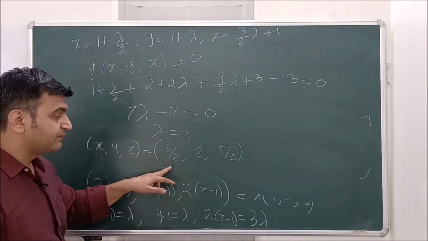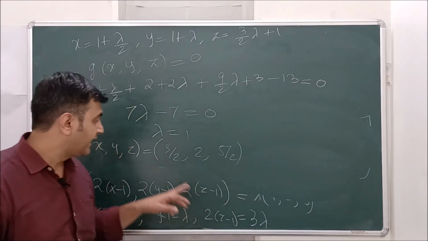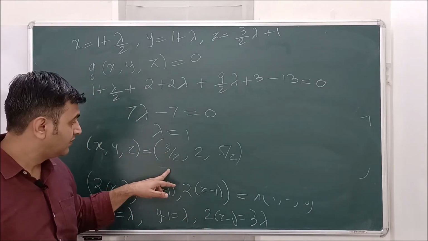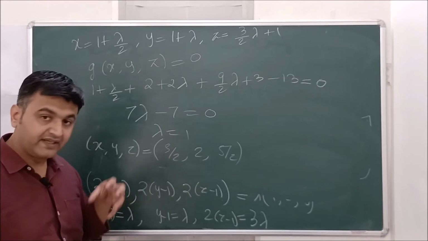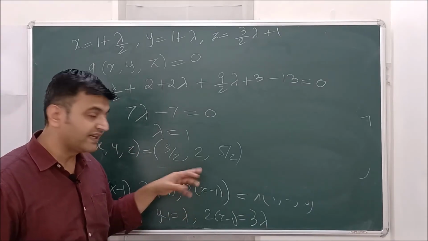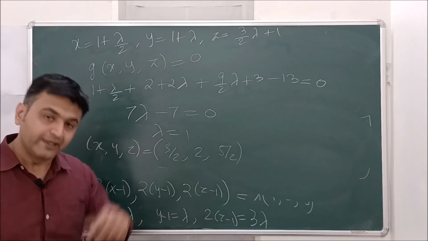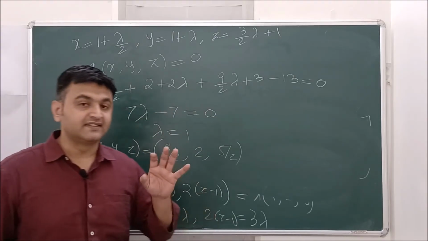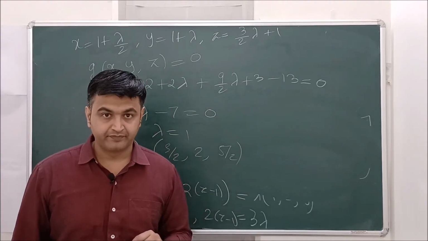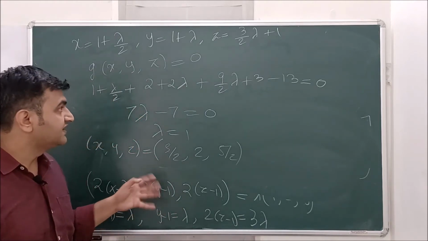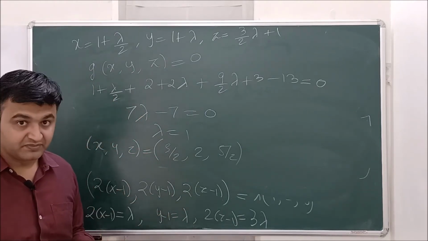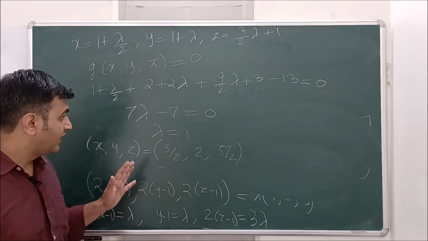You can see that this point lies on the plane, and when you take f of x, y, z, meaning (3 by 2 minus 1) the whole square plus (2 minus 1) the whole square plus (5 by 2 minus 1) the whole square, and you take the square root, that distance is the minimum distance. Okay, so this is how you can solve such kind of problems. So I hope this is clear.